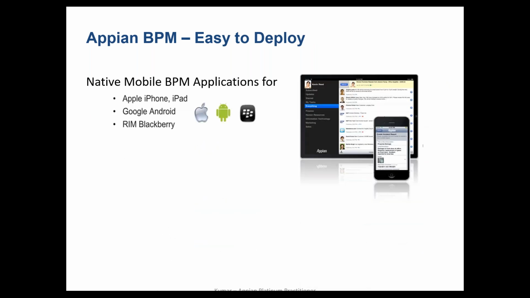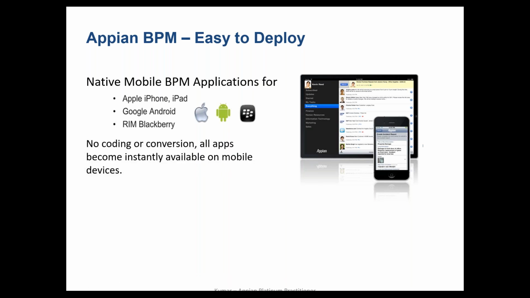Easy to deploy: as I already said, on all devices, iPhone, iPad, Android, whatever digital device you have with net connectivity, you just download the Appian application. The Appian application is available freely, and then you configure your own URL. That's it, and you can use the app. So no coding or conversion is required. As a developer, you don't have to do anything specific for Android or iOS, it is automatically supported.